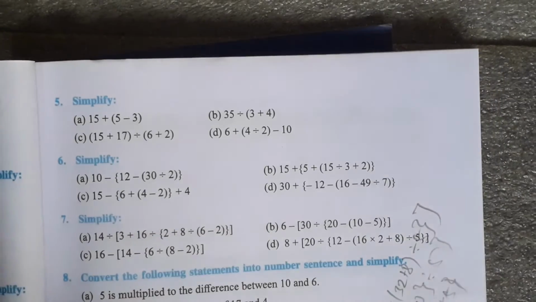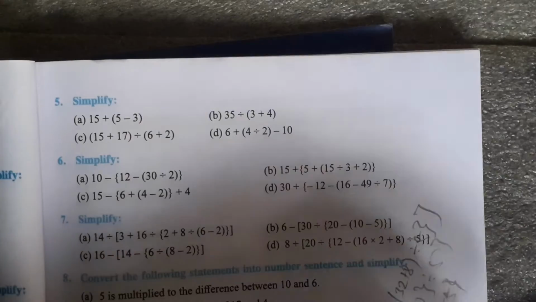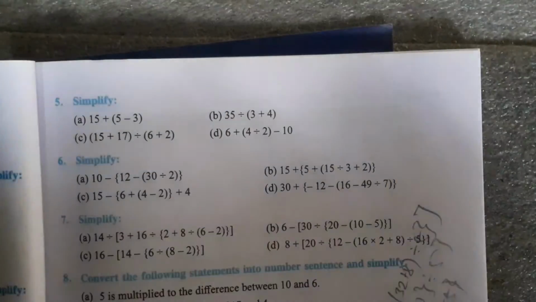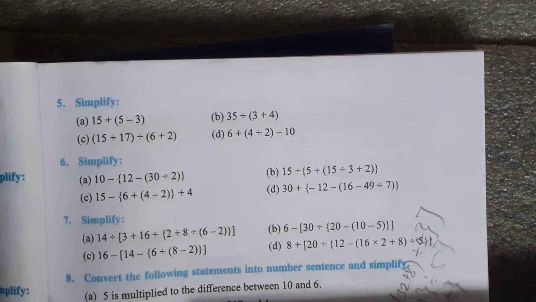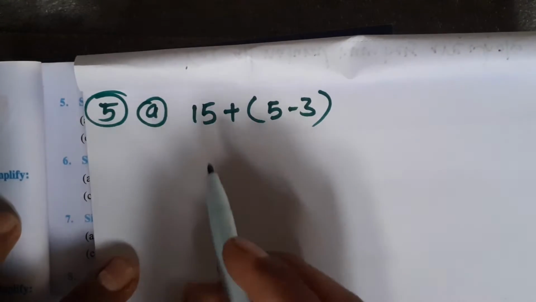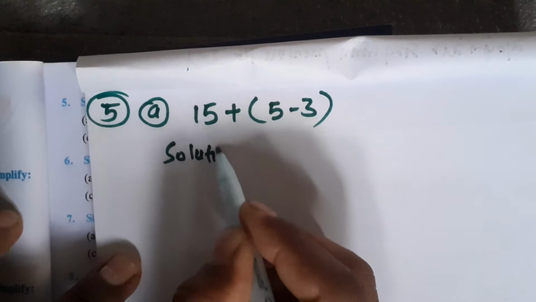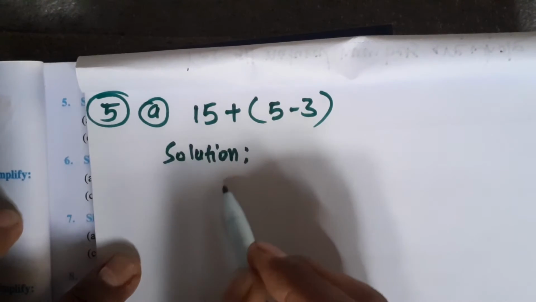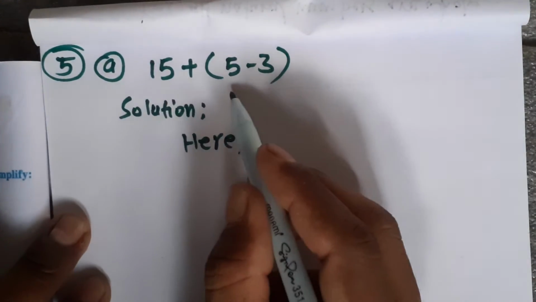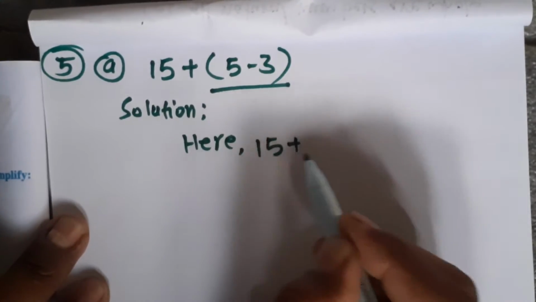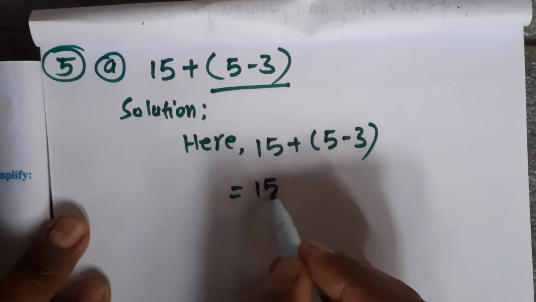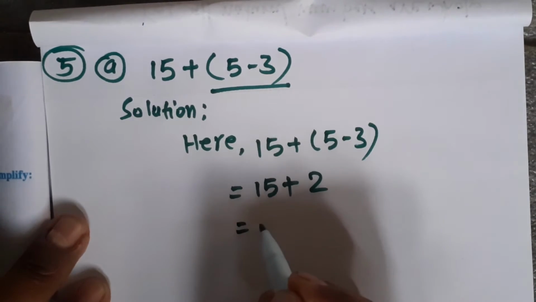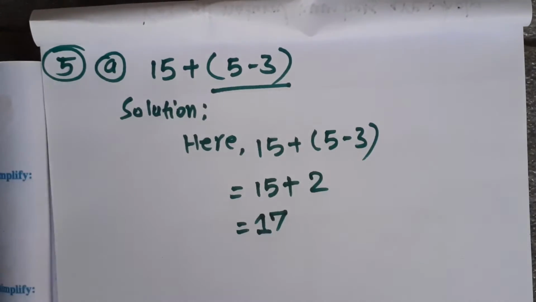Now number 5. 5A I'll do, and the remaining you should do yourself. The question 5A is 15 plus, inside the bracket, 5 minus 3. Look here. Write Solution first. This question is 15 plus (5 minus 3). You have to do the bracket first. 5 minus 3 is 2. 15 plus 2 is 17. This is the right answer.